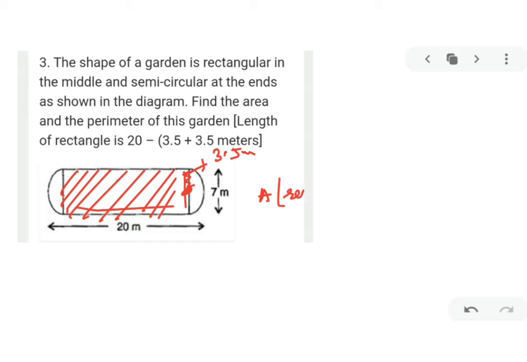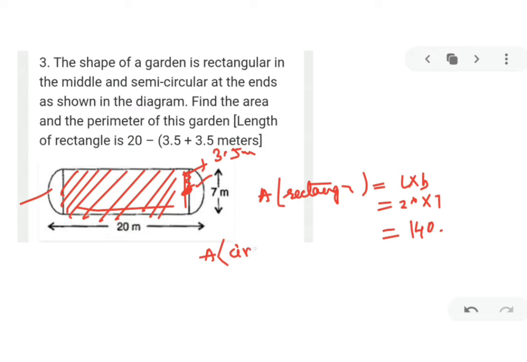First you have to take the area of the rectangle, that will be length into breadth, that will be 20 into 7. Okay, so that will be 140. And then you have to take the area of two semicircles. When you have two semicircles, if I combine them, I'll get the area of a complete circle. So I can go for the area of a circle.